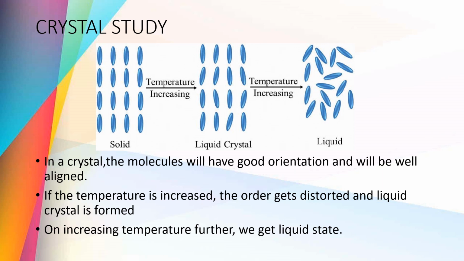When we are talking about solids here, we are talking about crystalline solids and not taking amorphous solids into consideration because we are going to focus on liquid crystals. In solids, the molecules have good orientation and are well aligned. If the temperature is increased, the molecules acquire energy from the heat and the order gets distorted and hence liquid crystal is formed. On further increasing, we get the liquid state.